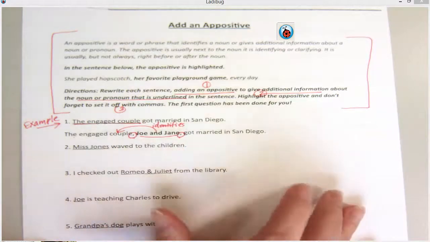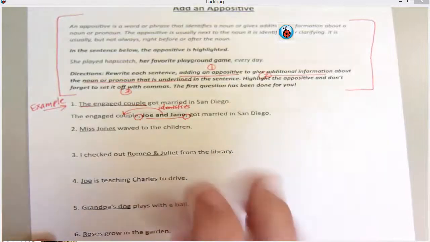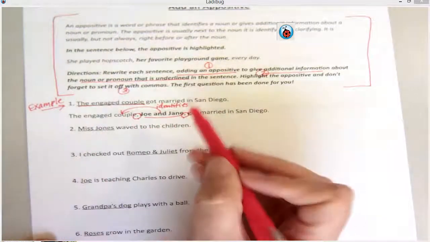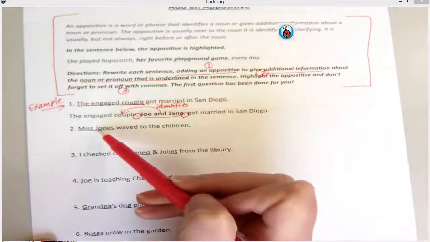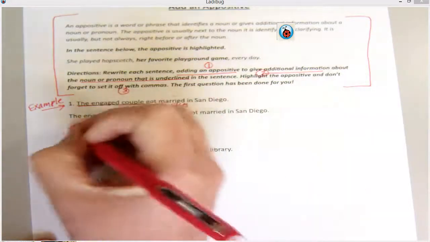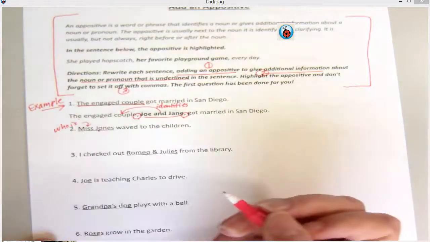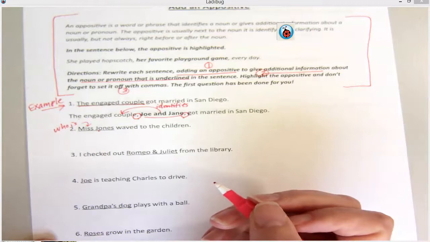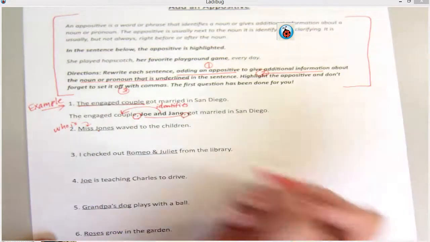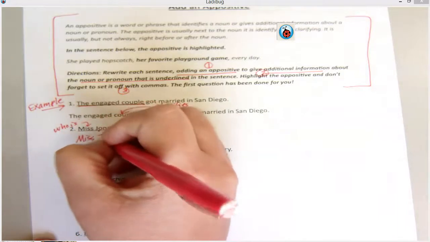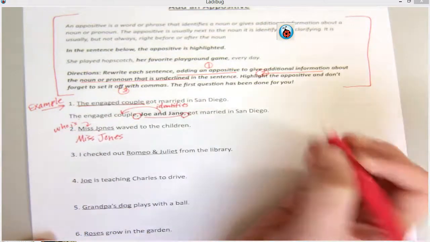Okay? So I'm going to do the next one with you. So Miss Jones waved to the children. Well, step one said we're going to write an appositive about the underlined information. So like, who is Miss Jones? That would be what I might say. So I might say that Miss Jones waved to the children. So I'm going to still include Miss Jones. She's the subject of my sentence.